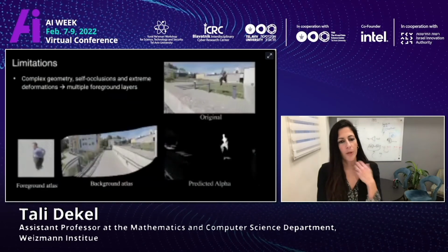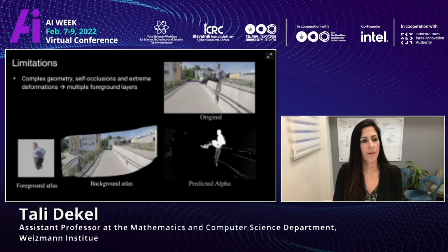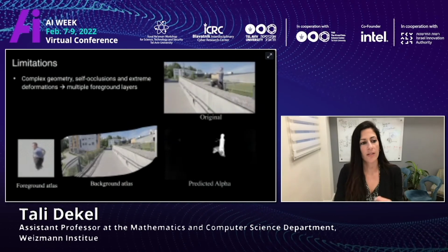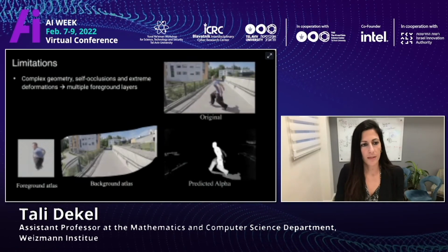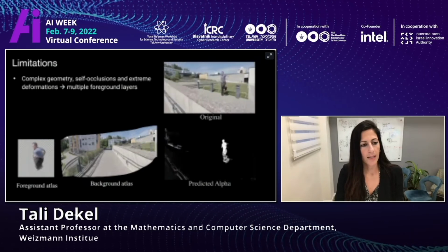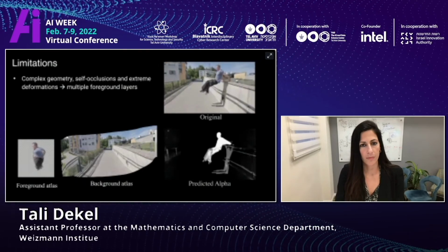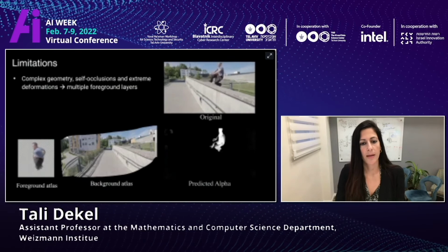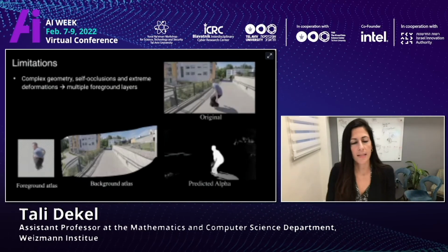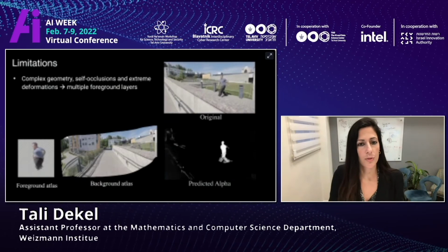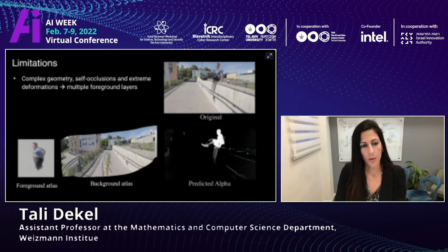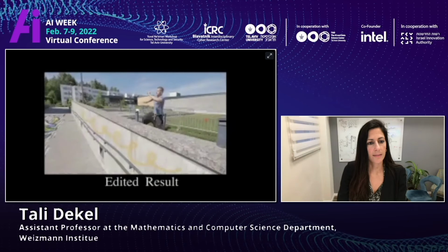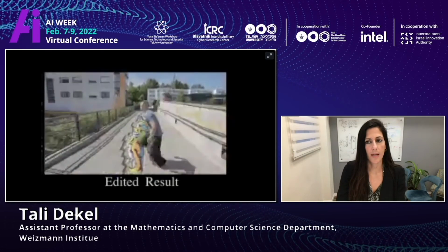Of course, because we have these rigidity constraints, it will be very difficult to represent complex geometry, self-occlusions, and extreme deformation with just one layer. In such cases, like what you see in the video here, the foreground atlas does not reliably contain all the body parts of the person that is jumping. But the decomposition is still valid, and the predicted alpha captures nicely the shadow of the person. So this result is still useful. We can still edit it. We can add graffiti on the ground or this yellow spray on the wall, and we will still get a nice edited, consistent video, even in this challenging case.